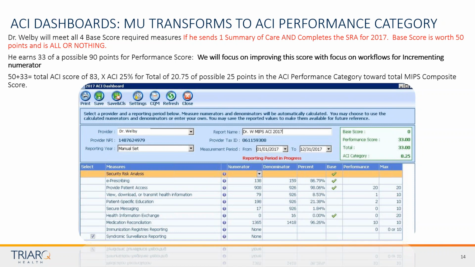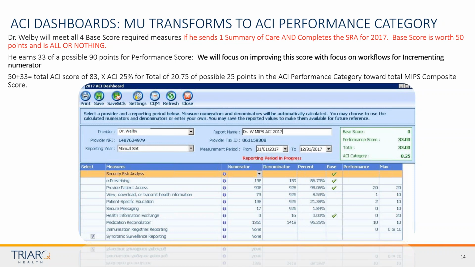Same with medication reconciliation, or the medication reconciliation measure. Secure messaging. They switched the rule on this one. Now they're allowing us to increment the numerator when you reach out to your patient. So you don't have to wait for the patient to send you a message. You get to actually send them a message. So that's within your control as well.